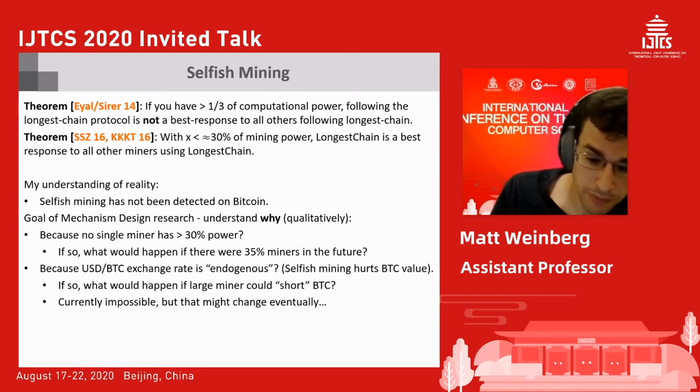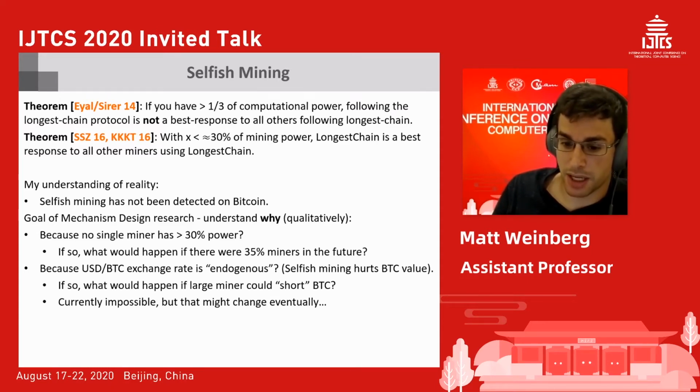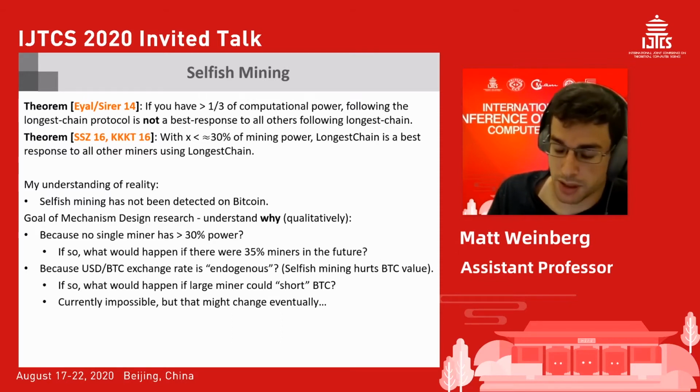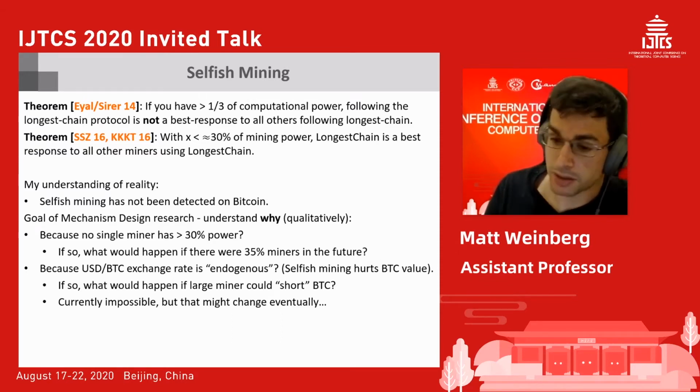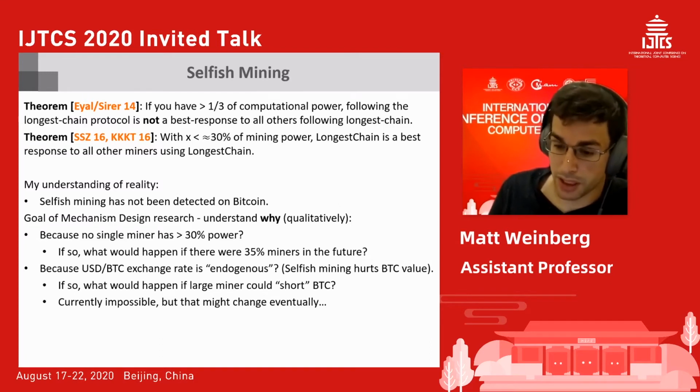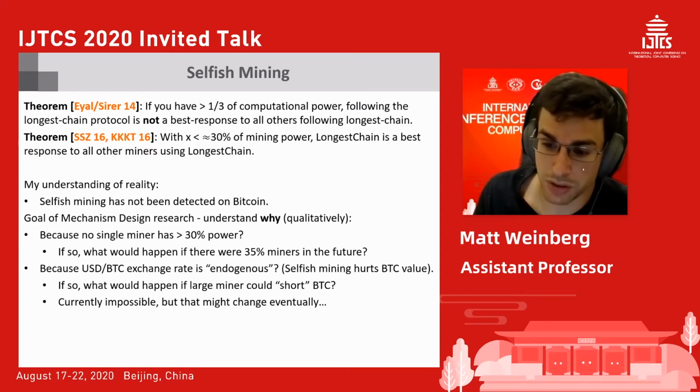So for example, you'd say maybe the reason that selfish mining has not been detected on Bitcoin is because there's never been a 30% miner. Actually, I don't think that's true for Bitcoin. But if it were true, then it would make me ask questions like, well, wait, what would happen if there's a 35% miner in the future? Does that mean that they might selfish mine on Bitcoin? And how do we make sure that that never happens?